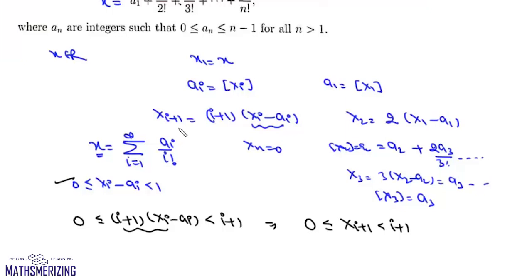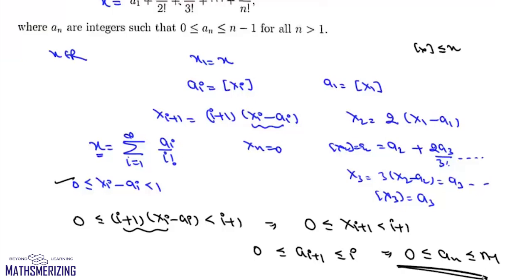Now a(i+1) is nothing but the integral part of x(i+1), and the integral part of x is always less than or equal to x. So from here we can say a(i+1) will always lie between 0 and i. Now we take i plus 1 as n, we can write any an will lie between 0 and n minus 1. So this is true for any real number, and if it is a rational number, then it will terminate at some number n.